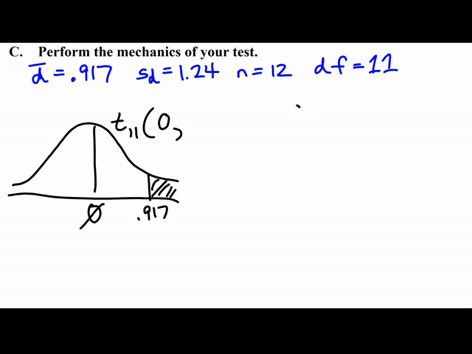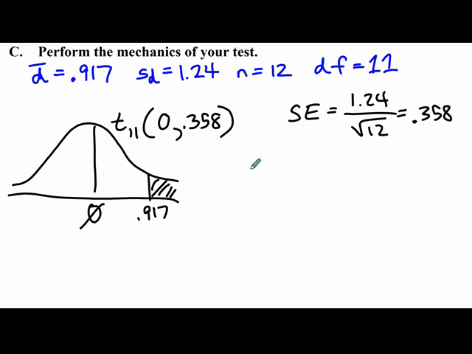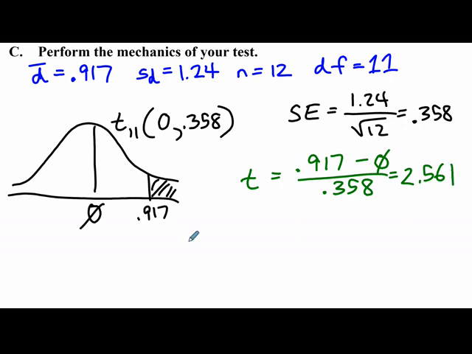Let's go ahead and calculate the standard error. That would be the standard deviation divided by the square root of 12. And that ends up being about 0.358. So that's the variability I'm going to be using in my t-curve here. Then I'm going to go ahead and calculate the t-score. So that would be 0.917 minus 0 divided by 0.358. And on my calculator, I just got 2.561.